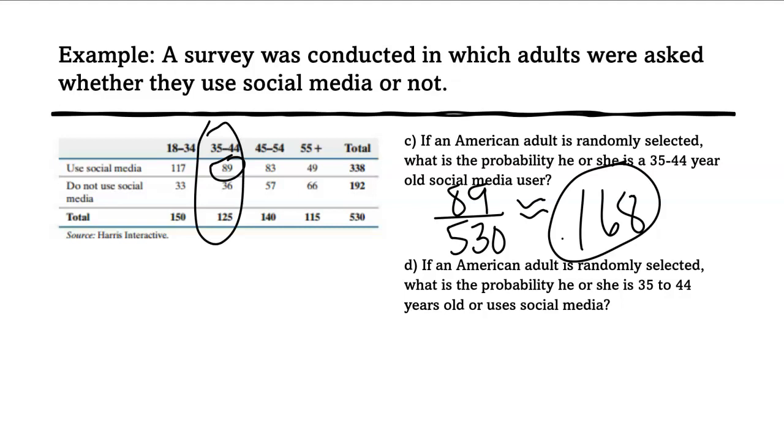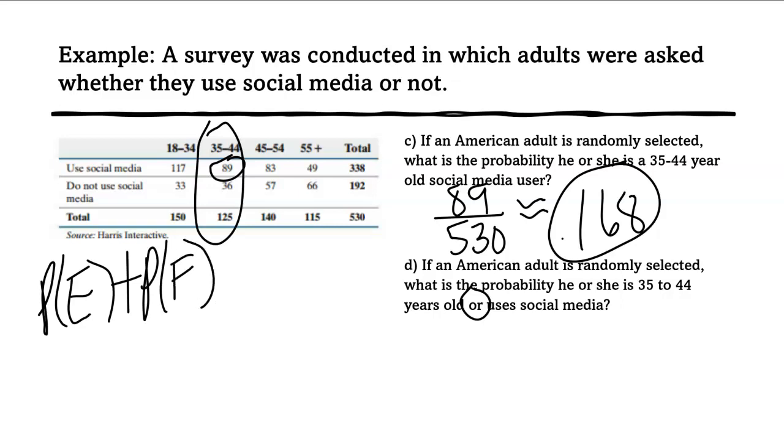And then the very last portion is, if an American adult is randomly selected, what is the probability he or she is 35 to 44 years old or uses social media? The key word here is or. So we would take the probability of them being 35 to 44 years old. So remember, we're using our formula P of E plus P of F minus P of E and F. That's the formula we're using. So the probability that he or she is 35 to 44, we just found that in part B. That was 0.236.